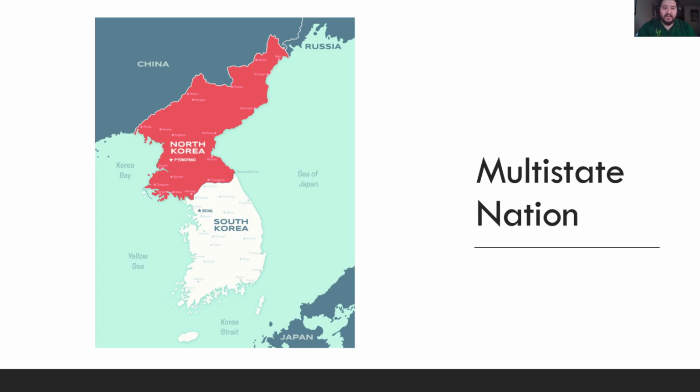But that history and ancestry is shared between the two groups from North and South Korea, even if they've kind of diverged now into the modern day since the Korean War. Historically, the two people are still connected. So this is one single nation of people, the Korean people, who are split amongst two states, North and South.